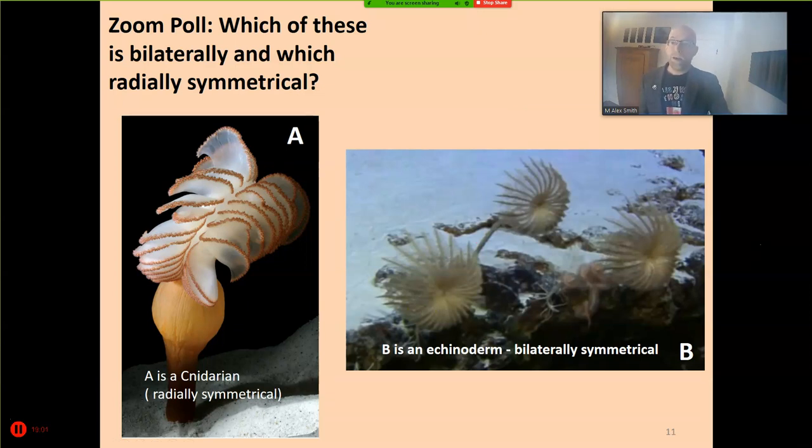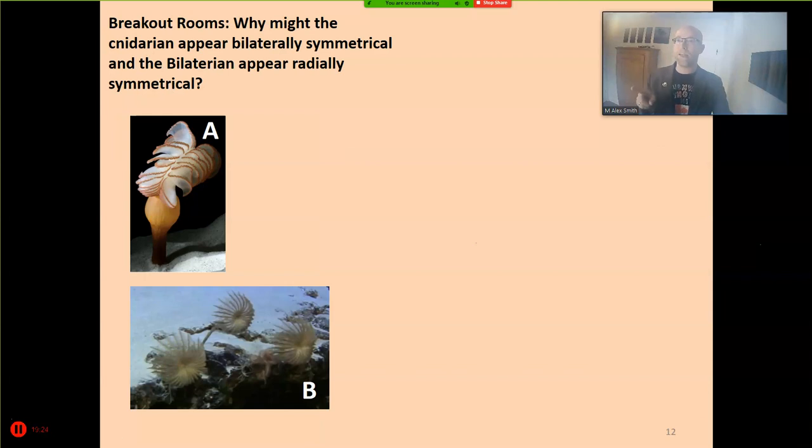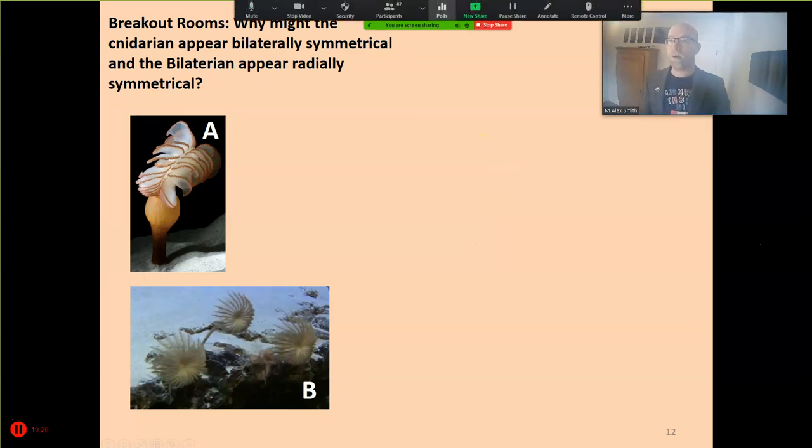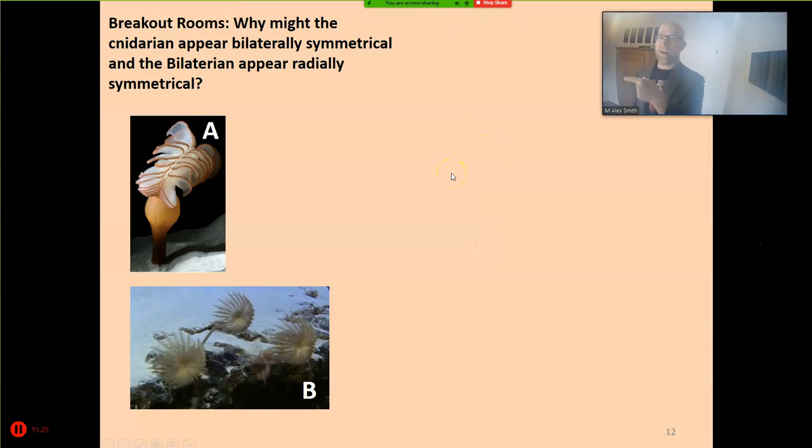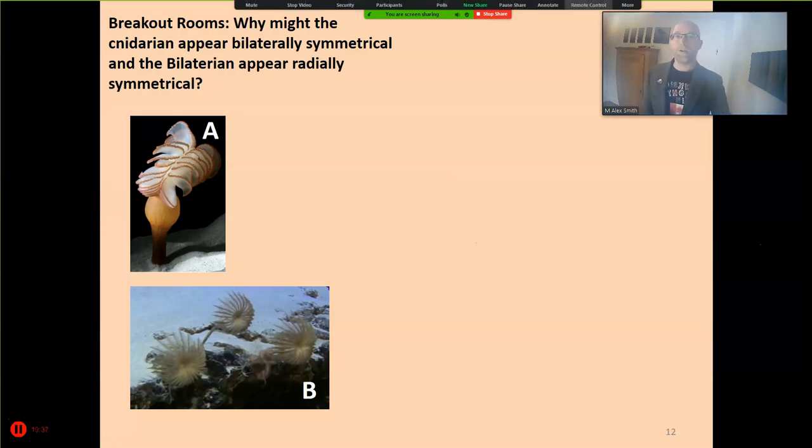Now, in fact, it's the opposite. A is a cnidarian, a radially symmetrical cnidarian. Cnidaria are characterized by radial symmetry. B is an echinoderm, and it is bilaterally symmetrical. So as we dive into dealing with this explosion in your brains, before I jump back to the chat, what I'd like to do is to have you talk about why this cnidarian might appear bilaterally symmetrical and why what is within the bilateria might appear radially symmetrical.